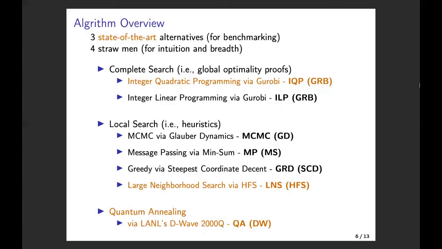In the complete search category, we choose integer quadratic programming and linear programming using Groovy. For local search, we compare Markov chain Monte Carlo, message passing, greedy algorithms, and a large neighborhood search algorithm called HFS. This algorithm is designed specifically for the hardware topology we are using. For quantum annealing, we are using a D-Wave 2000Q machine to perform the experiments.